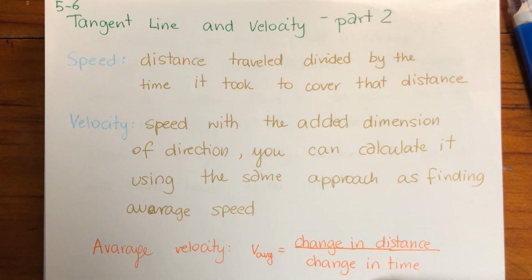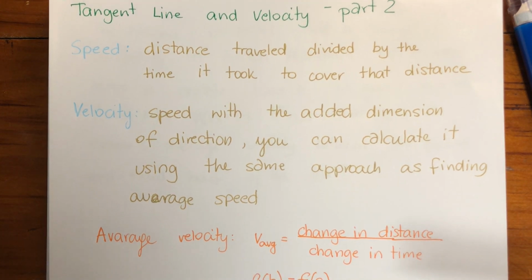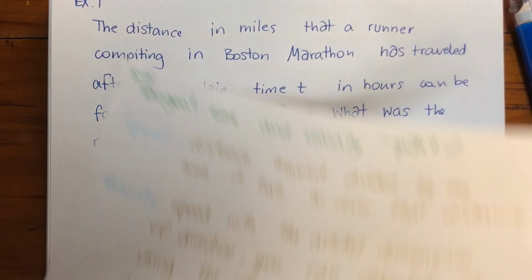So we will have some point. The point is going to have a y value. We'll have another point. It will have a y value, and we'll take the change in distance over the change in time. You will see in a second. We'll do an example. All right.